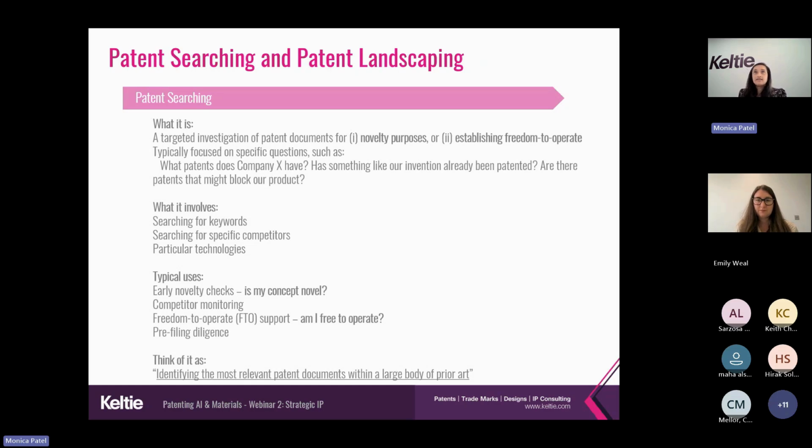A second use of patent searching is to establish your freedom to operate. And what that means is establishing whether somebody else has already filed and published a patent application in your field or an overlapping field, affecting whether or not you're free to operate in your chosen field, in your chosen invention.